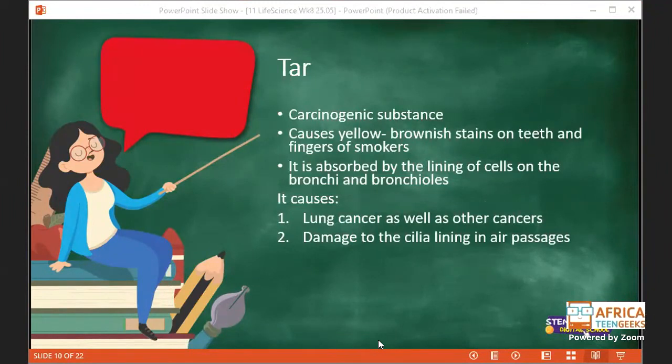The function of the ciliary lining in the air passages, because as you can see here, the tar damages the ciliary lining. So what would happen? Okay, so we have an answer that says to trap dust. Does anyone have any other answer? Just 10 more seconds.